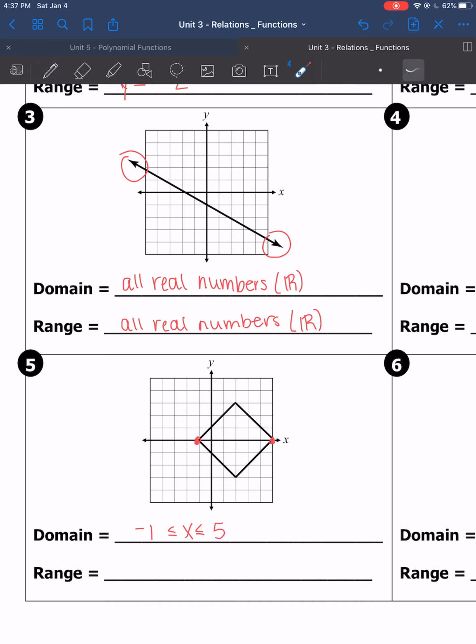And then for your range, you're going to go up and down the y-axis. It stops right here and right there. So it's between these 2 points right here. So y is between -3 on the left side, the lower value, and then 3 on top.